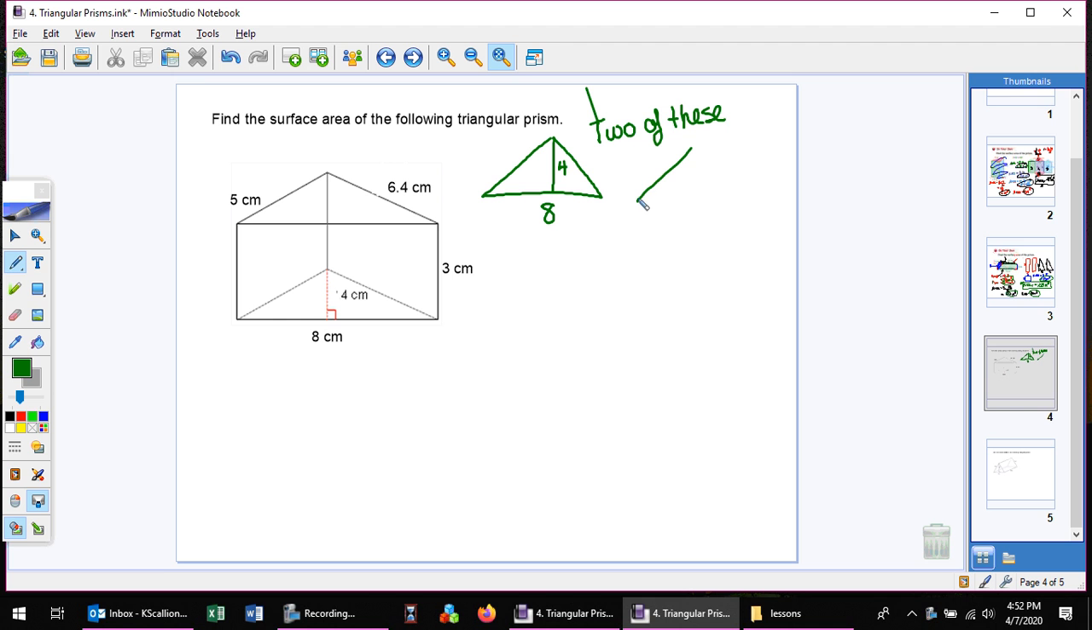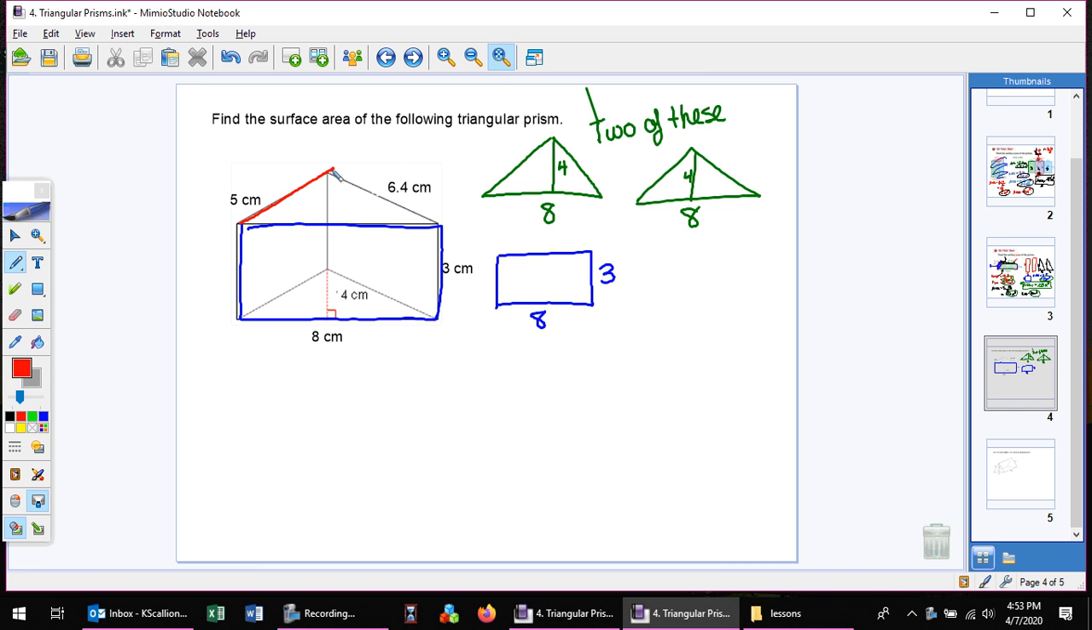So there's my other one, 4 and 8. Okay, that's easy. All right, now let's look at, switch colors. Let's look at this. We'll do the nice easy one in front. So we'll look at this one. That's a rectangle, and that one is an 8 by 3. Nice and easy.